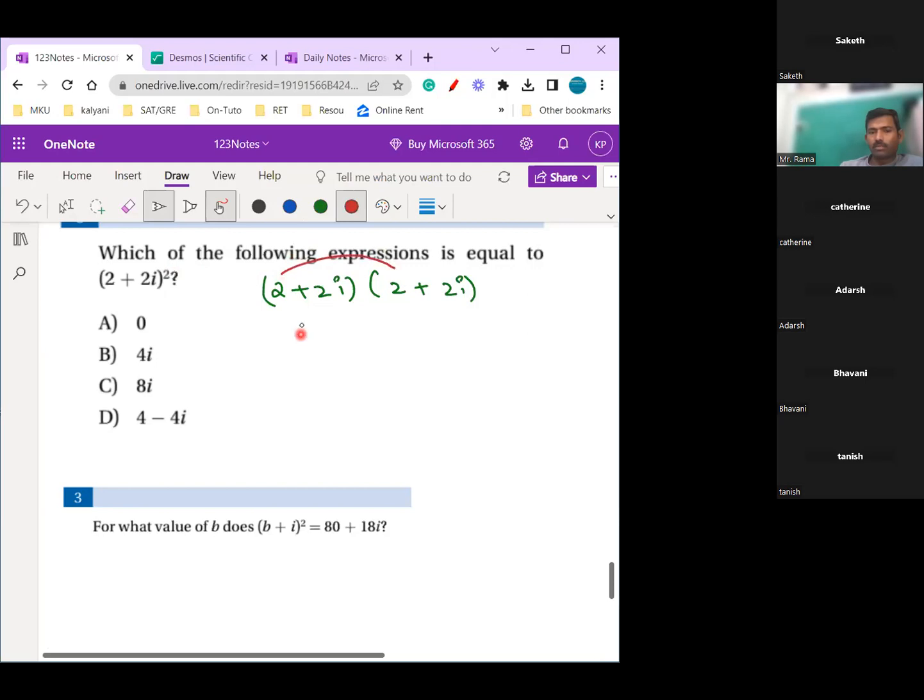2 times 2 is 4, plus 4i, plus 4i, plus 4i squared. Okay, now combine like terms. That's 8i. i squared is negative 1 and 2 squared is 4, so that's negative 4. Then this is plus 4. So it gets you 8i.